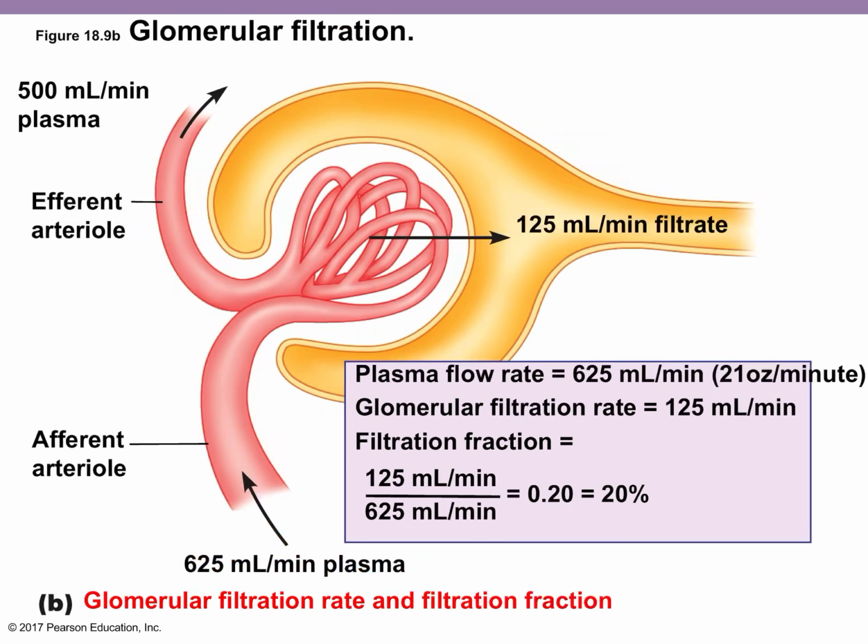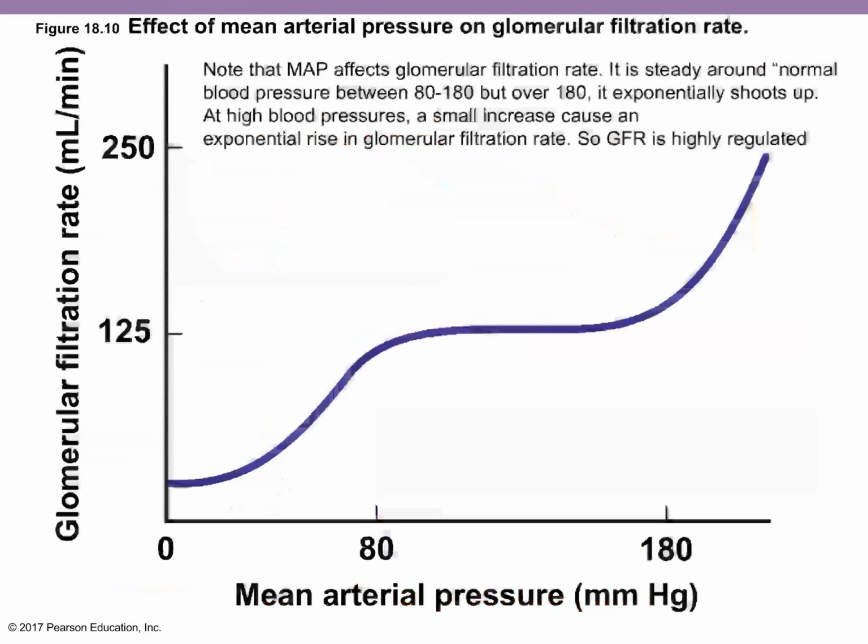Filtration fraction just means how much of that blood is getting filtered, right? So it is the glomerular filtration rate over the blood flow. So if you do the math, the plasma flow rate is 625 mils per minute. The glomerular filtration rate is about 125, it can only filter about 125 mils per minute. So if you have 625 mils coming in, you can only filter about 125 of that, then you have a 20% filtration fraction. So not 100%, right? Pretty low, 20%, but it gets the job done.